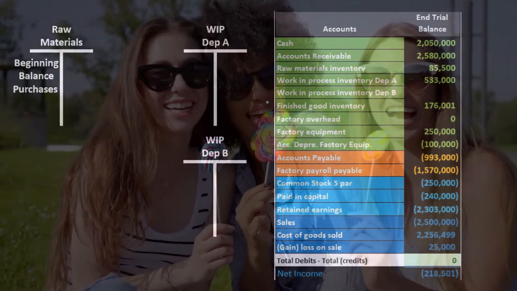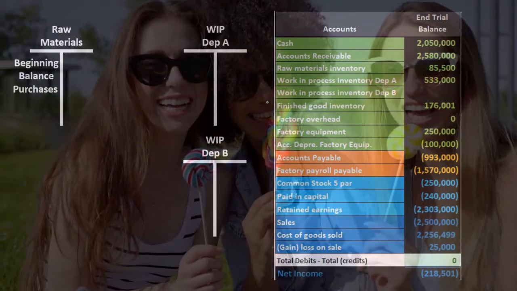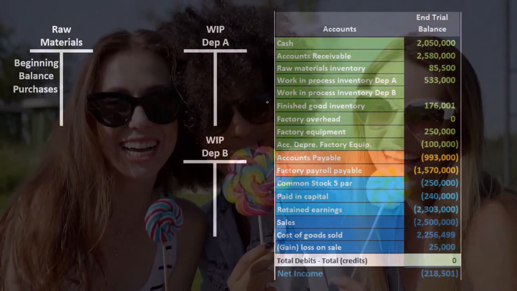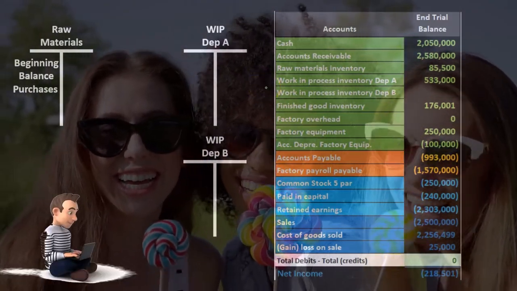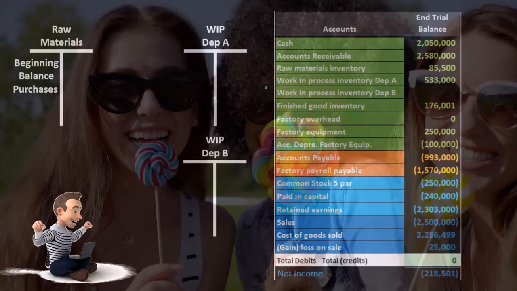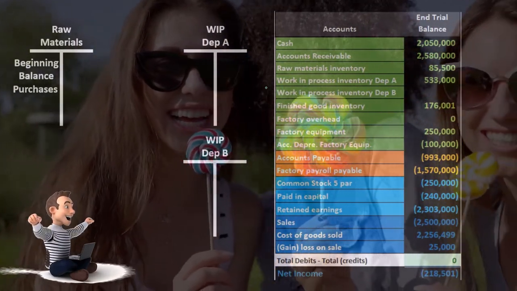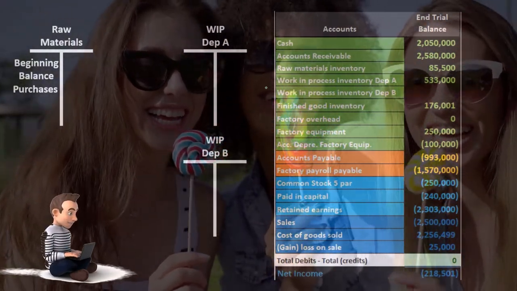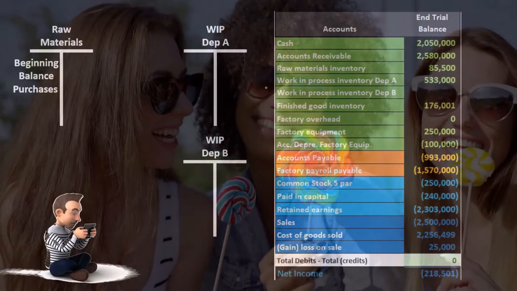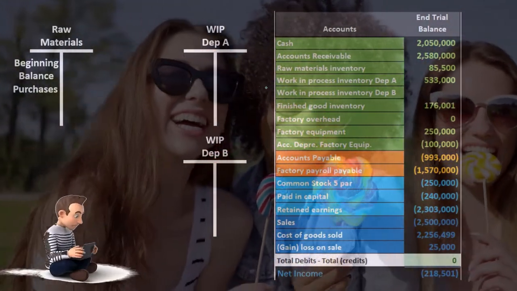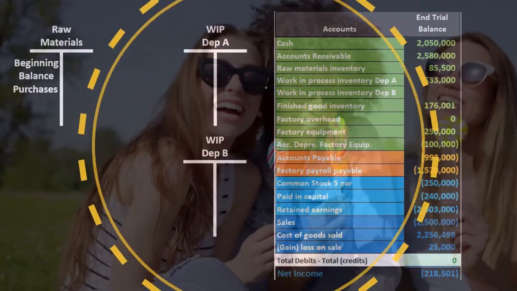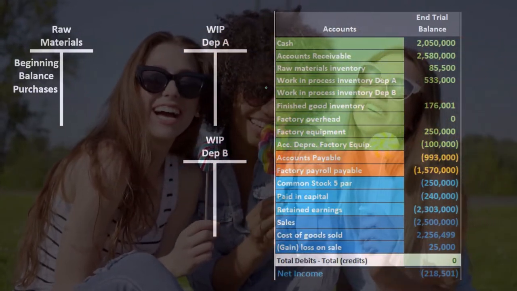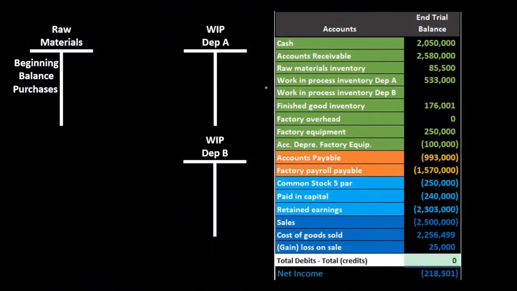So we can see a linear type of process, and that's going to be the difference then in terms of the accounts. In other words, we might have two work in process accounts or more work in process accounts representing different departments, as opposed to a job cost system where we have one work in process, which is then supported by the job cost worksheets that will support the detail of what's going into the work in process by job.